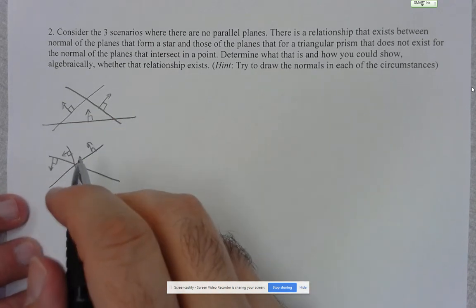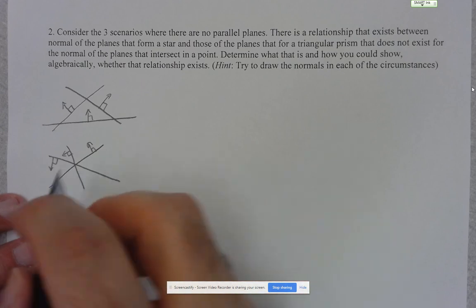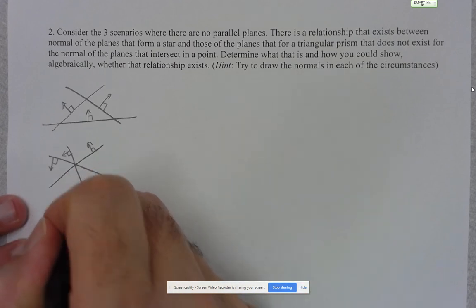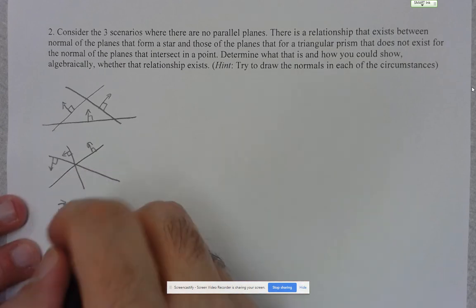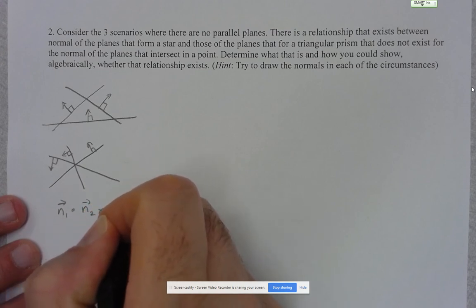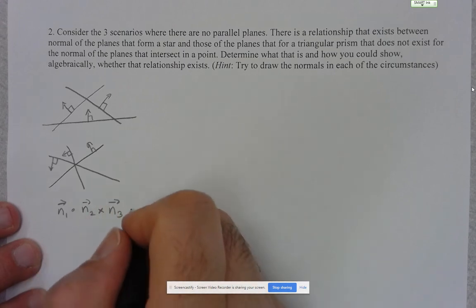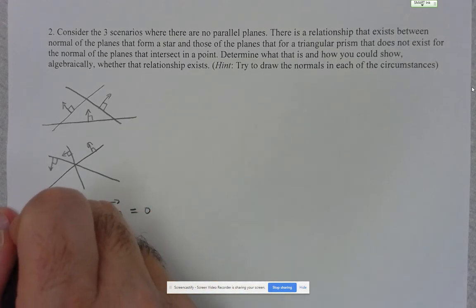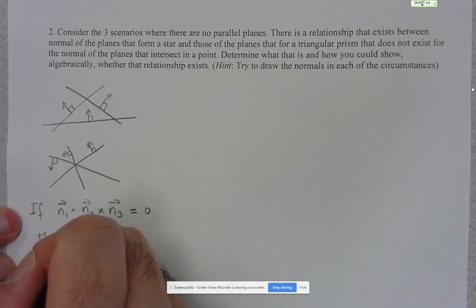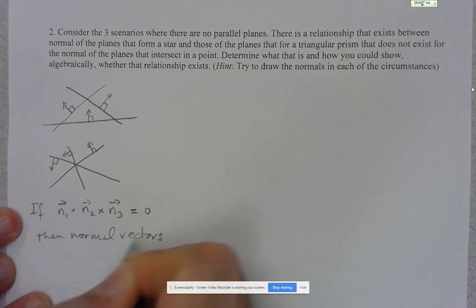Okay, but we saw a little earlier on that there's a very easy way to determine whether three vectors are coplanar. We just have to look at the scalar triple product. So if I take the triple product n1 dot n2 cross n3, okay, remember, first you have to do the cross product, then the dot product. If this is equal to 0, then the normal vectors are coplanar.